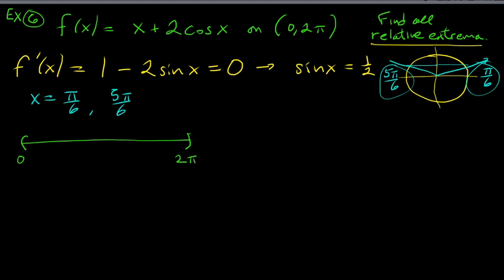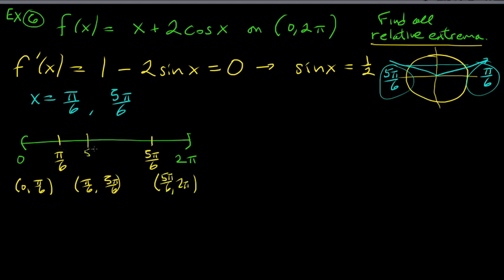And let's mark off the two critical numbers, pi over 6 and 5 pi over 6. So there's only 3 intervals here, right? From 0 to pi over 6, from pi over 6 to 5 pi over 6. And this is not to scale, obviously. Look, it doesn't matter, as long as you have the 3 intervals. The 5 pi over 6 should be way over here, but let's not worry about that.